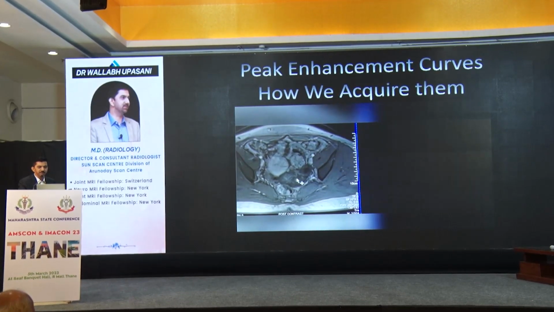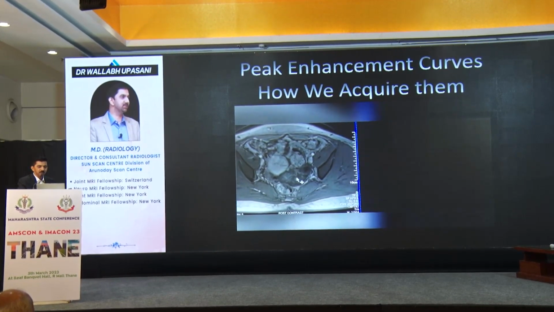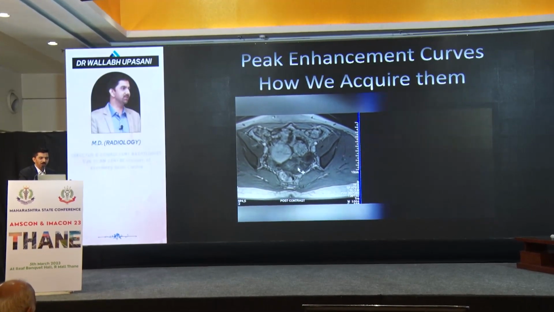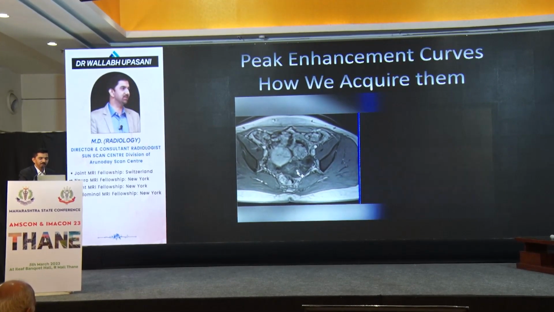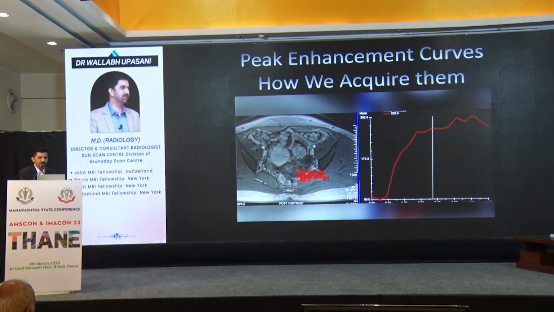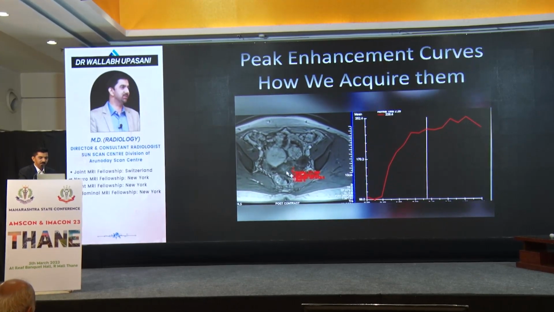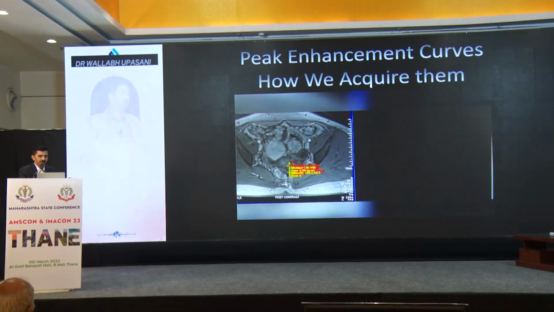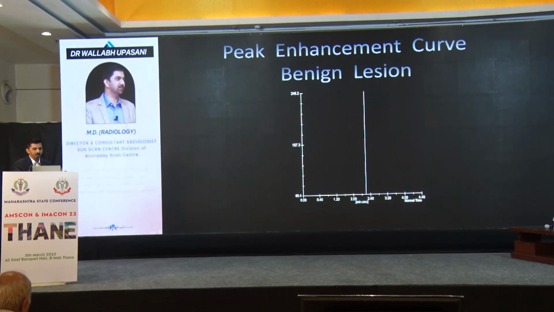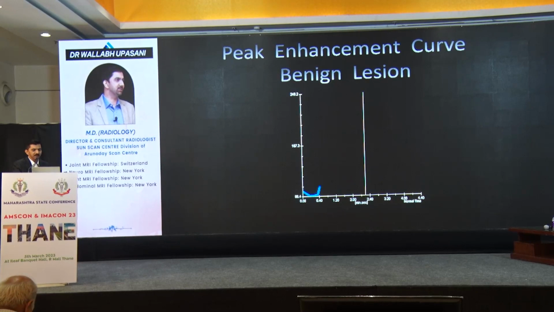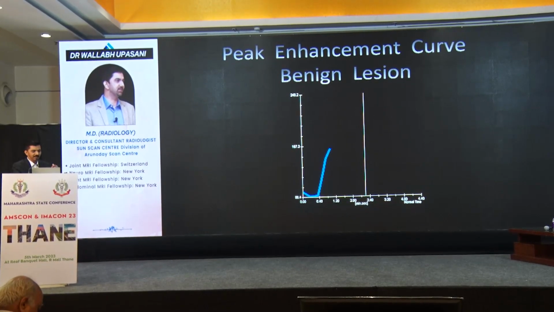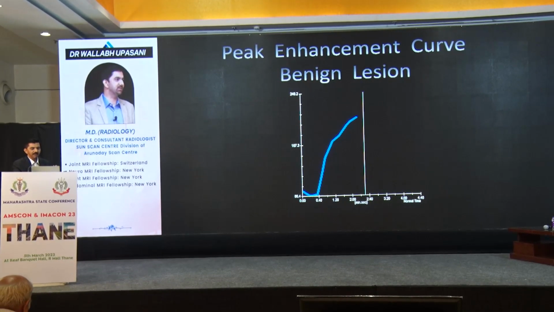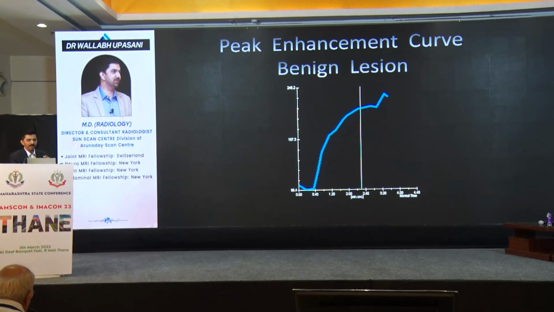So let us see these peak enhancement curves. This is a video which shows what we exactly do. There is a lesion in the left adnexa. So we place our ROI, that is the region of interest, and we get different graphs. Now this is a graph of a benign lesion. You can see that it is ascending up and getting into a plateau-like fashion.